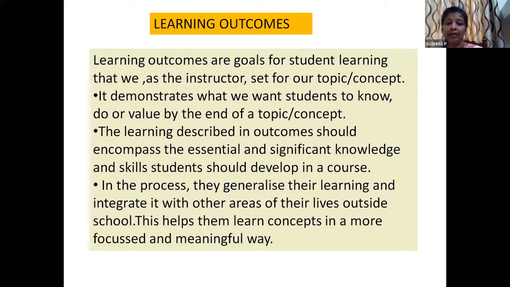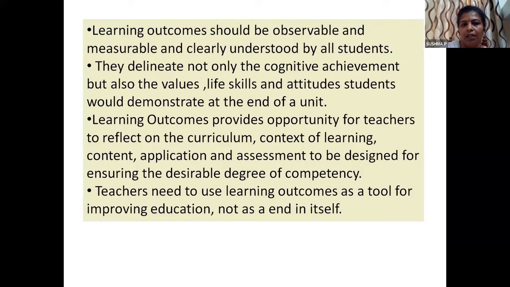The learning described in the outcome should encompass the essential and significant knowledge and skills the student should develop in a course. In the process, they generalize their learning and integrate it with other areas of their lives outside school, and it helps them learn the concepts in a more focused and meaningful way. Further, it should be measurable and clearly understood by all the students.